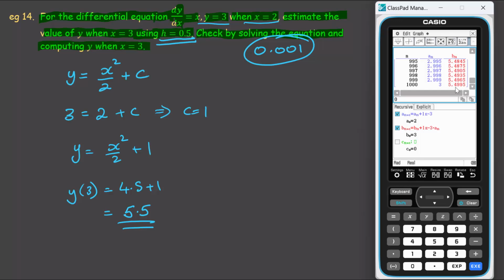And this is 5.4995. If we click on it, we get it more accurately normally. But here it is exactly 5.4995, which you can see is very close to the 5.5 exact figure. And of course, you can make those steps much, much smaller than I did even there.